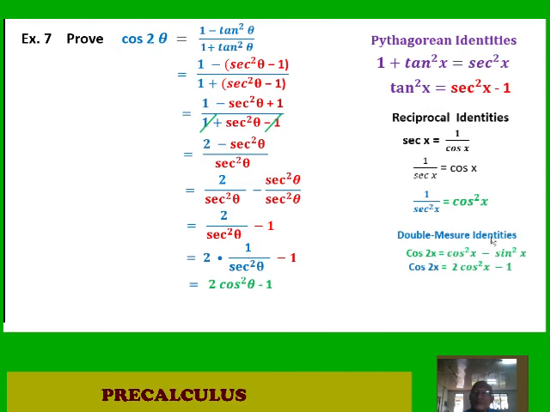Next, from double measure identities, cosine 2x equals 2 cosine squared x minus 1. We can replace this expression with cosine 2. Okay, this one. Referring to the identity, the same expression, 2 times cosine squared of the angle minus 1 is equal to cosine 2 theta, which is equal to the left side.